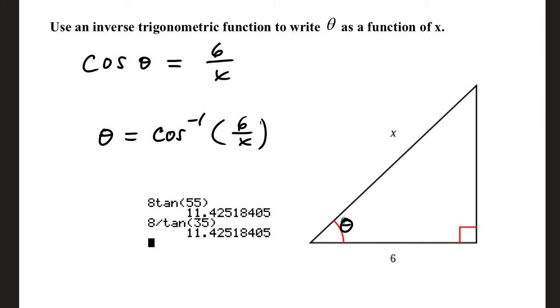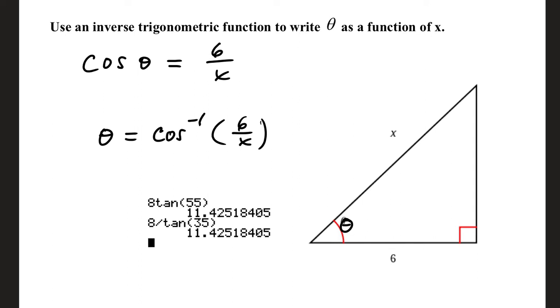Back to the diagram. With respect to theta, 6 is adjacent, x is hypotenuse. The trig function that uses adjacent and hypotenuse is cosine. So based on our diagram, we can write cosine of theta is equal to 6 over x. Now, since we're asked to write theta as a function of x, we take the cosine inverse of both sides. Cosine inverse of cosine cancels, leaving theta, and that's equal to cosine inverse of 6 over x.